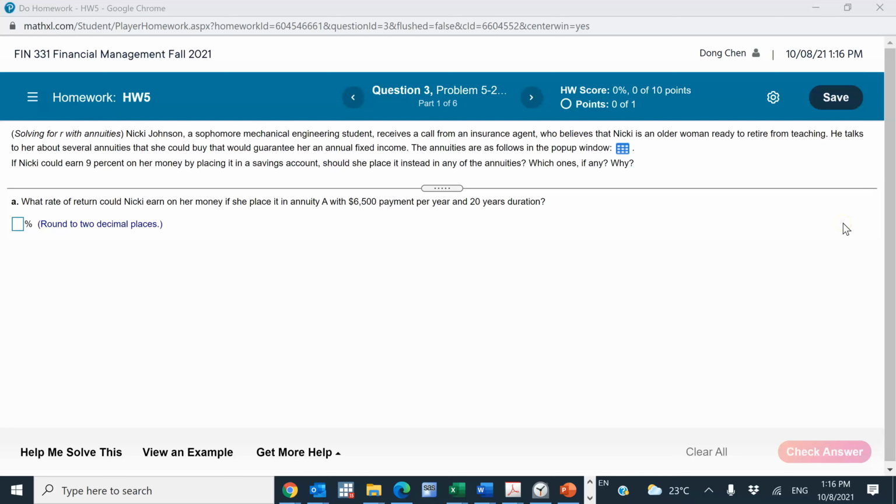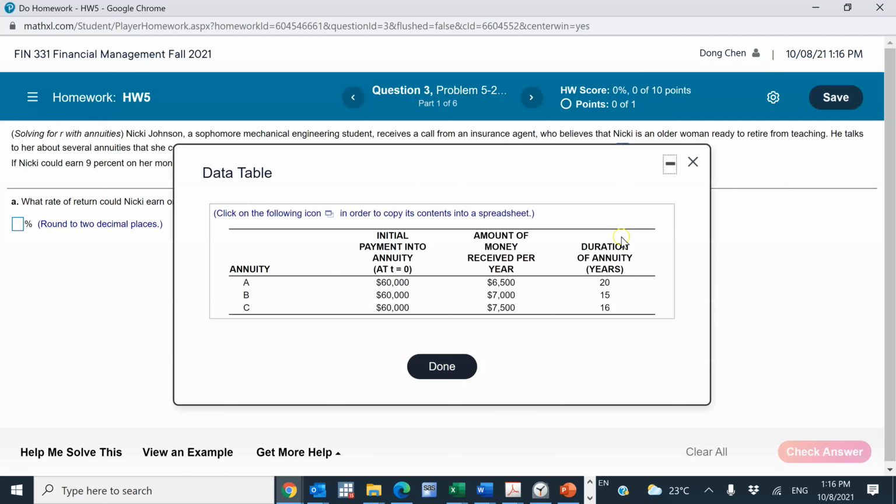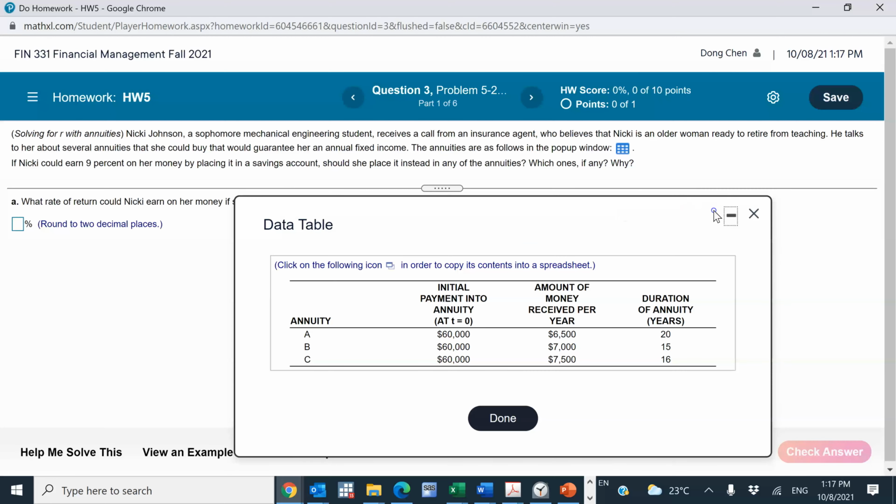This is question number 3 on homework 5 for chapter 5. So here we are provided with different annuities if you click on this data table. And what's good about the current version of MATLAB is that you can actually copy this into a spreadsheet by clicking on this icon. So that makes the calculation even more convenient.